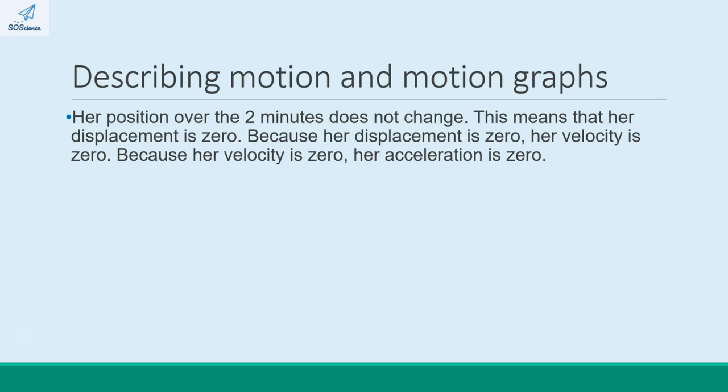So her position over the 2 minutes doesn't change. So that means that her displacement, which is change in position, is 0. And because her displacement is 0, meaning that she hasn't changed her position, meaning that she hasn't moved, her velocity is 0. And when there's no velocity, there's no acceleration. So her acceleration is also 0.